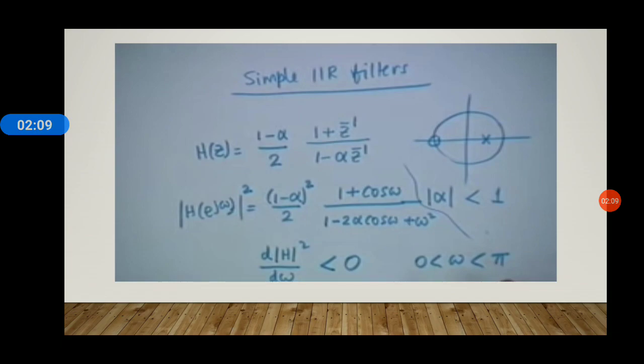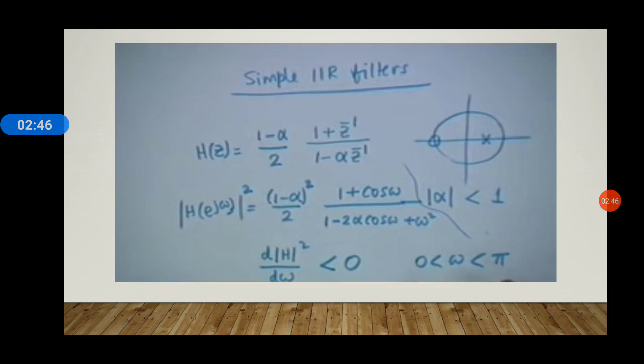Now we can replace z by e to the power j omega, and if we square the magnitude, the value that comes up after algebraic calculation would be (1 minus alpha) whole square by 2 into (1 plus cos omega) divided by (1 minus 2 alpha cos omega plus alpha square). Now if we differentiate this with respect to omega, we see that it is less than 0 in the range 0 to pi for omega.